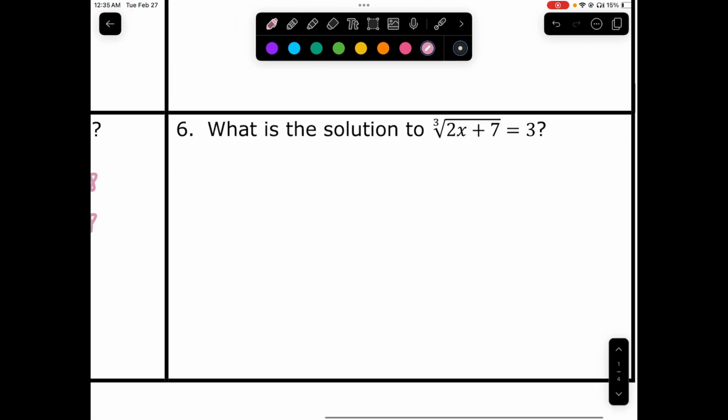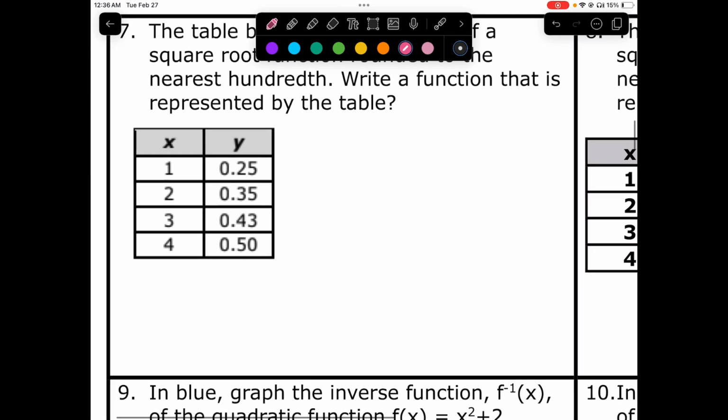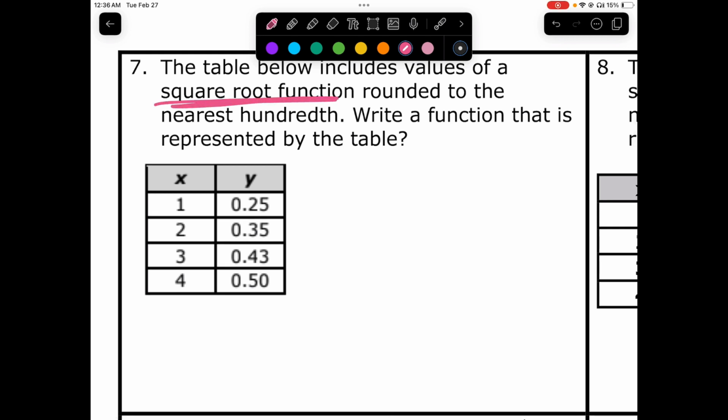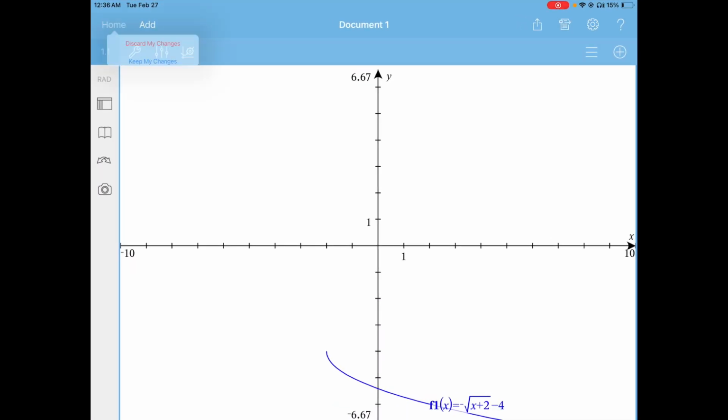Try number 6. Y'all should actually try these. Number 7, the table below includes values, blah, blah, blah. All right, it says square root function, and this is important, and we need to write a function that's represented by the table. So, since we know it's a square root function, not a different kind of root, we can start off by trying to take the square root of these numbers and see if we can find some kind of pattern, because I'm not sure if there's a square root regression on your calculator. It wasn't on mine. You want to go look? Let's go look. You're on this journey with me.